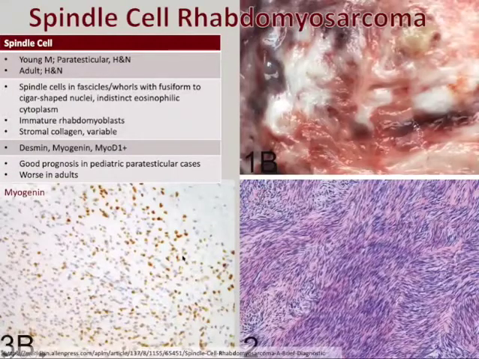The last type of rhabdo I'm going to talk about is spindle cell, which happens either in the young paratesticular region of males or sometimes in adults in the head and neck. Better prognosis in the young, worse in adults. Basically a nondescript spindle cell neoplasm. You may make out vaguely some denser eosinophilic cytoplasm, you may not. If you see something like this that stains with desmin, you may want to throw a myogenin or MyoD1 on it to prove its skeletal muscle morphology, because it's not super obvious on the H&E that this is skeletal muscle.